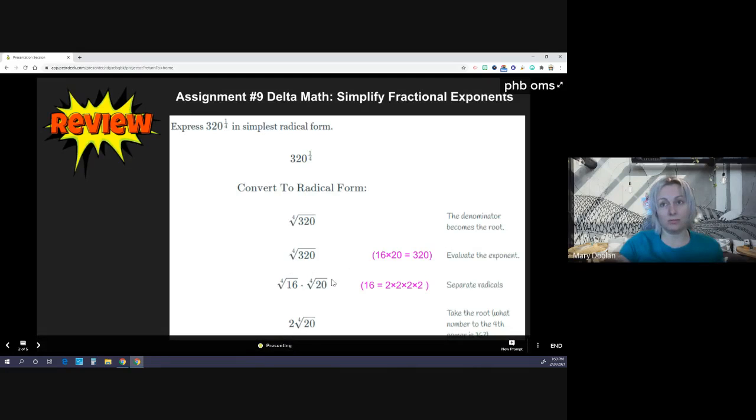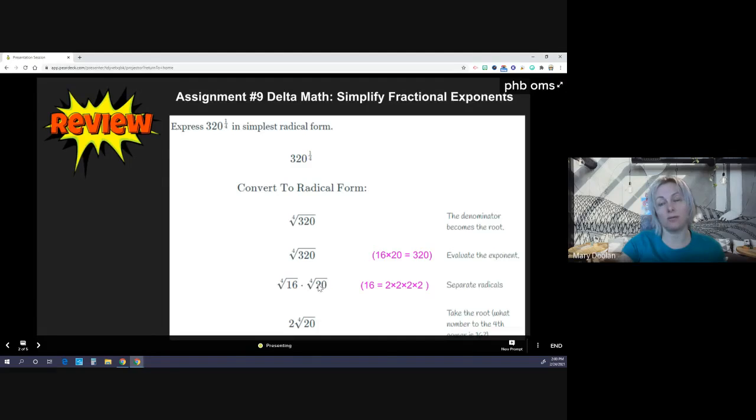There are 4 2's that I could pull out. So 2 to the 4th power is 16. 16 is a factor of 320. 16 times 20 is 320. So I can rewrite this 4th root as the 4th root of 16 times the 4th root of 20. It's kind of splitting it apart.